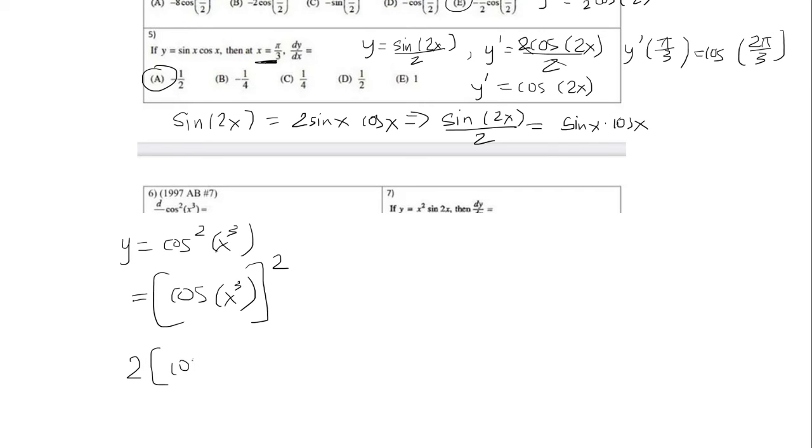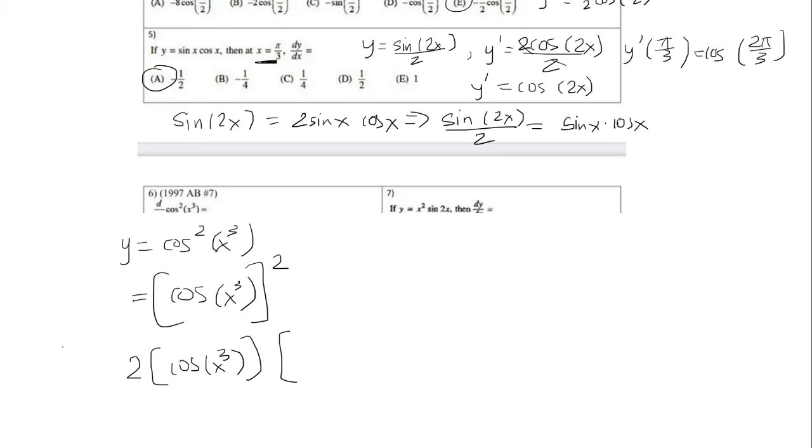So let me just write this again. Cosine squared x cubed. It may help if we write it as cosine of x cubed, and then the outside will be squared. So we have to use the chain rule. The outside function is the square. So take the derivative of that, meaning bring the 2 down. Keep the inside the same. Now you want to subtract 1 in the exponent. 2 minus 1 is 1, so I won't do anything. And then take the derivative of cosine of x cubed.